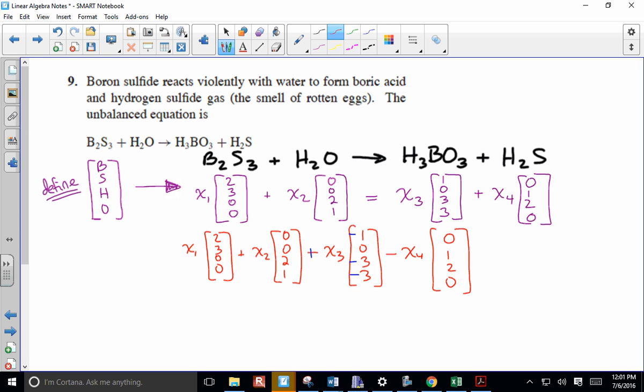We're bringing it to the other side, so that makes it negative. But then we want a linear combination which only involves sums, so we negate the vector. And then we have 0, 0, 0, 0. It's the 0 vector. All right, so we've written it in linear combination form.